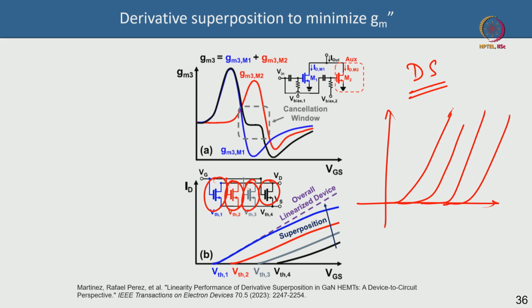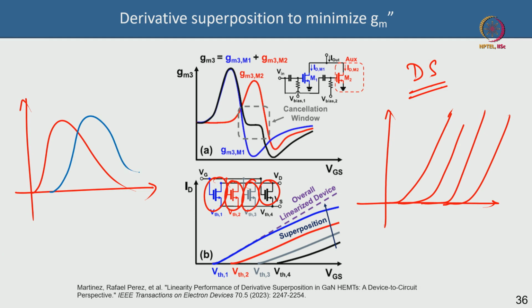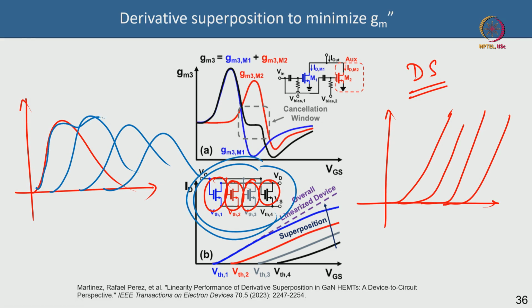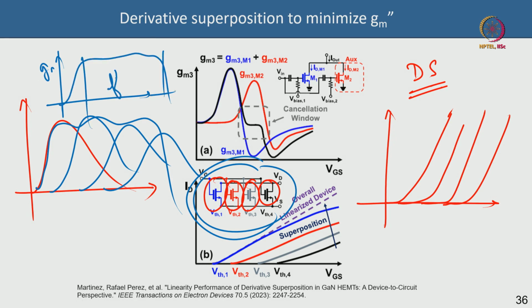Okay. So what happens now is that the GM for all of them looks different. So the first GM will look something like that, correct, and the second GM might look like that, because it is here, the third GM might look like that, fourth GM might look like that. Because they are in parallel, you have to add them up to get the overall thing. So the overall GM of the 4 devices together will look something like that. So you are kind of getting a flat GM profile here, and not only that, you are going to minimize the second derivative also. So that is called derivative superposition.